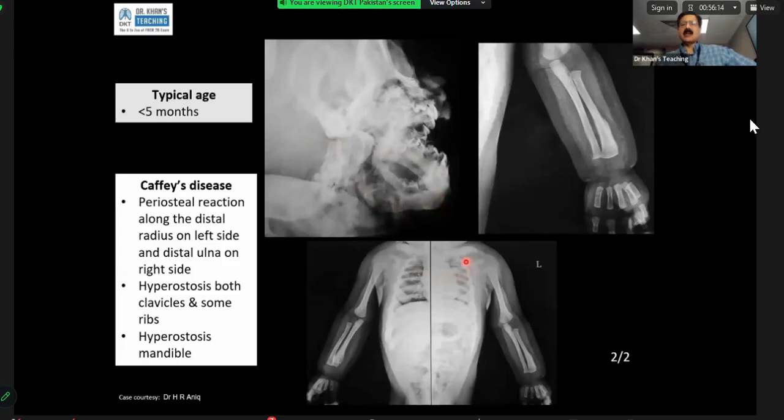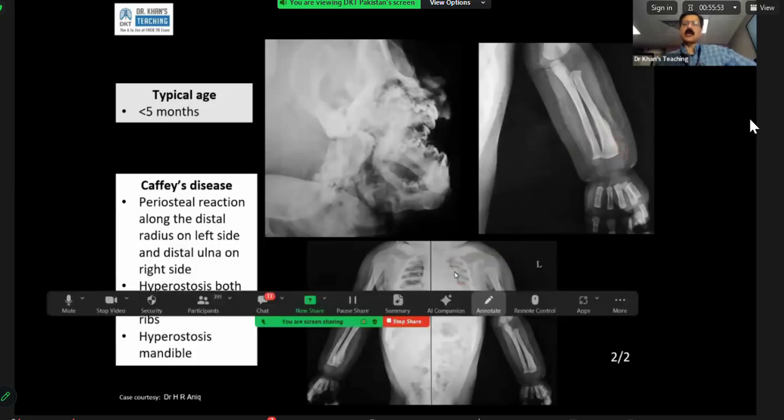Then clavicle. Look at this clavicle and this clavicle, and you can see periosteal reaction there. And then look at the long bones. Periosteal reaction along the diaphysis. So diaphyseal periaxial reaction, thick periosteal reaction can go to the metaphysis, but not usually to the epiphysis.